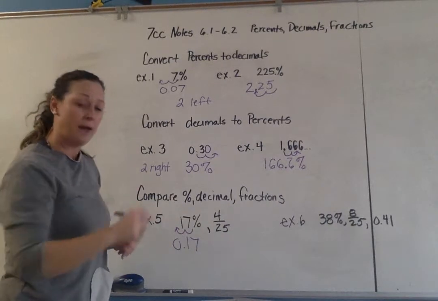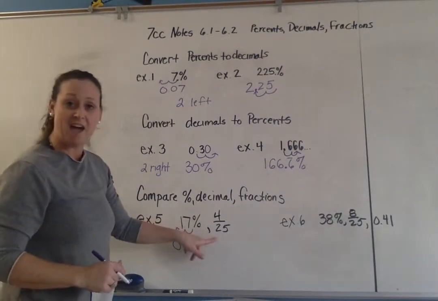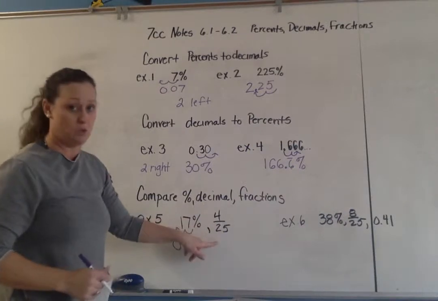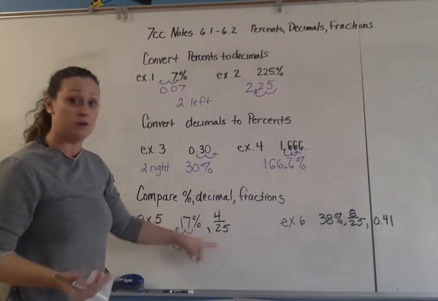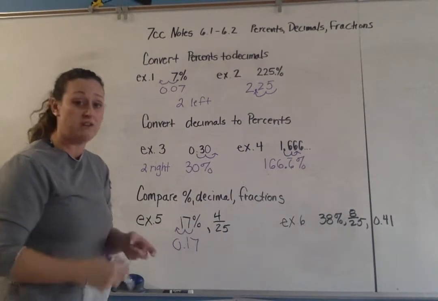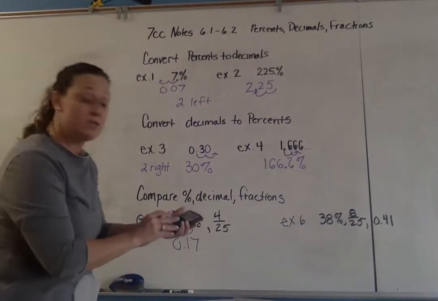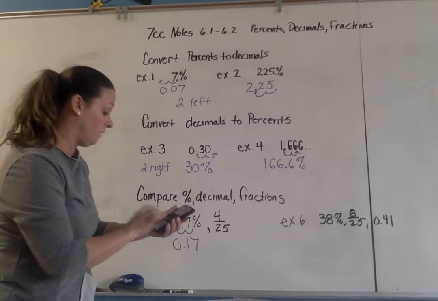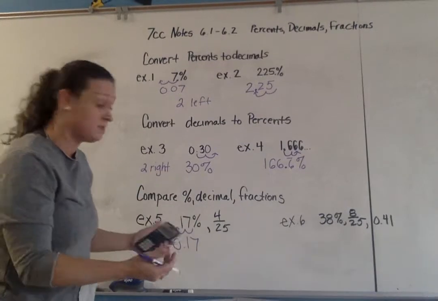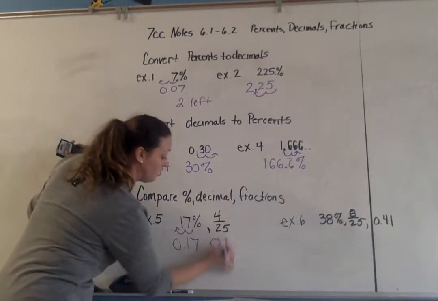4/25. We did this a while back. 4 out of 25 is the same as 4 divided by 25. We're able to use a calculator, so all you're going to do is type in 4 divided by 25. It's as easy as that. It ends up being 0.16 or 16 hundredths.